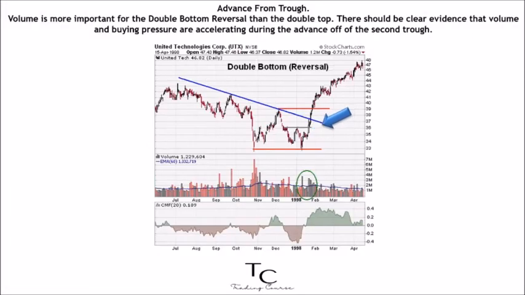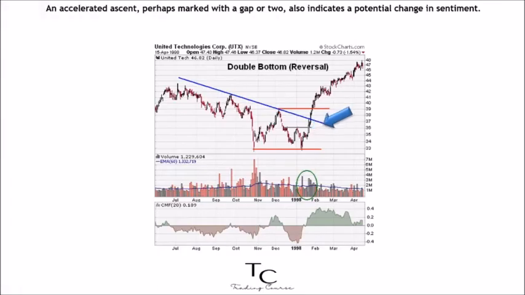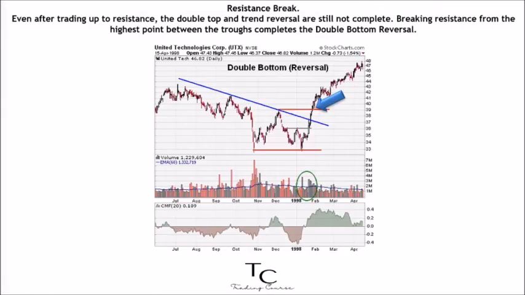Advance from trough. Volume is more important for the double bottom reversal than the double top. There should be clear evidence that volume and buying pressure are accelerating during the advance off of the second trough. An accelerated ascent, perhaps marked with a gap or two, also indicates a potential change in sentiment.